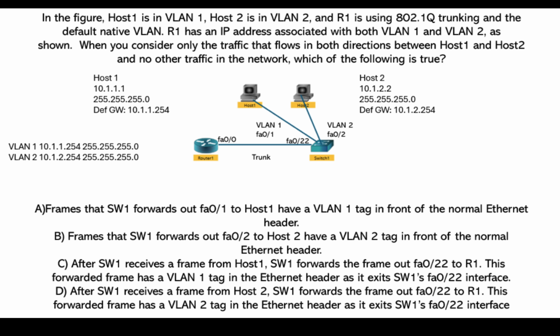C, after switch 1 receives a frame from host 1, switch 1 forwards the frame out of FastEthernet 0/22 to R1. This forwarded frame has a VLAN 1 tag in the Ethernet header as it exits switch 1's FastEthernet 0/22 interface. And D, after switch 1 receives a frame from host 2, switch 1 forwards the frame out of FastEthernet 0/22 to R1. This forwarded frame has a VLAN tag in the Ethernet header as it exits switch 1's FastEthernet 0/22 interface. So there's four answers there. There's only one correct one. Please have a think. I'll give yourselves 10 seconds to pause the video and then play the answer, please, when you're ready.